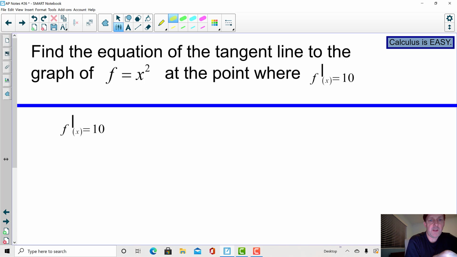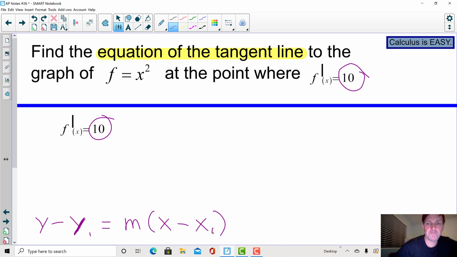Okay, it's asking us to find the equation of a tangent line. So our answer is going to be the equation of a line. We already know we need a point and we need a slope. It already gave us the slope. It says the slope is 10. So now all we need is just the point, and we'll plug into that equation down there.